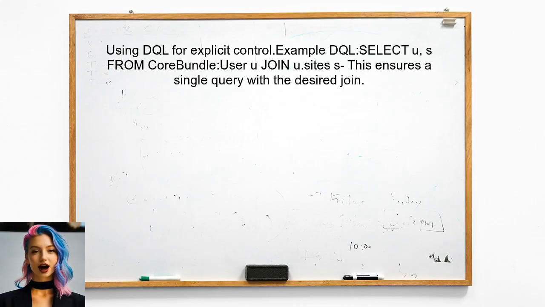Finally, if the user still encounters issues, they can consider using DQL to explicitly define the join. This will allow them to control the query and ensure that it behaves as expected.